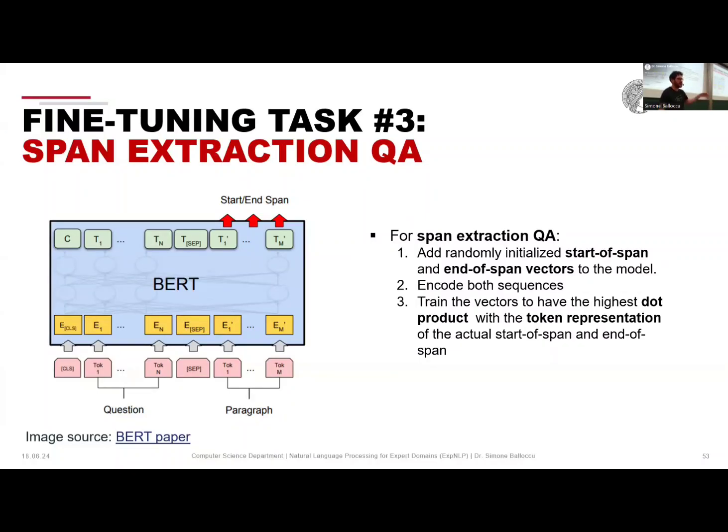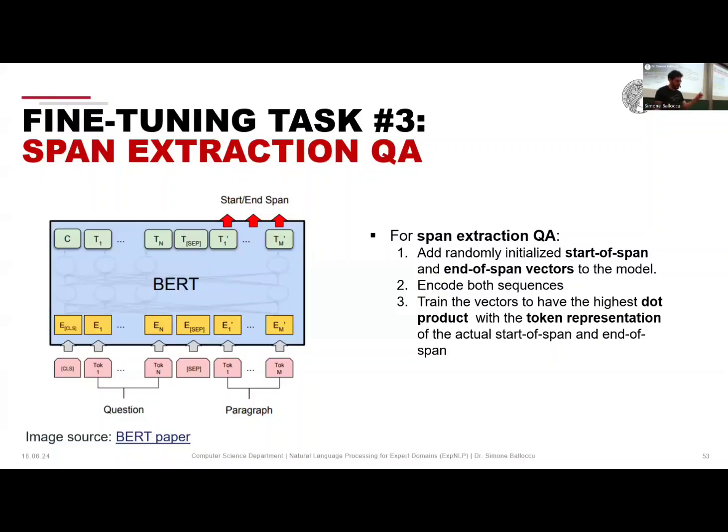How? I have some annotated data. It tells me that the answer is from token 10 to token 20. So I'm going to train this one to have the highest dot product with token 10 and this one to have the highest dot product with token 20. Same for all the sentences in my data set. Then hopefully these two will become some general vectors that can understand where the beginning and the end of the answer should be when given a specific question. They say, oh, this is a question about capitals. This is a text that looks like it is talking about cities. Probably around here, it talks about capitals.